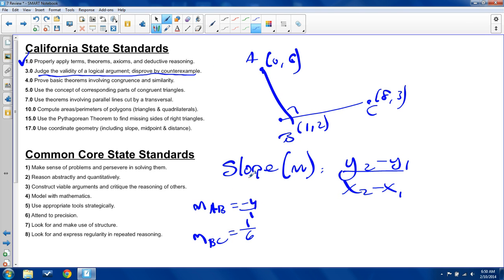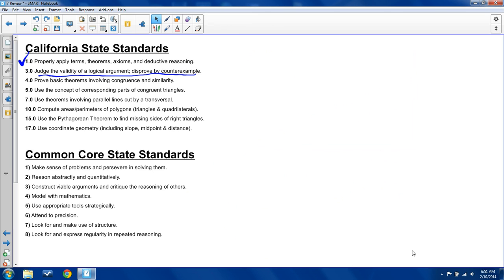But I now proved by contradiction. I said, first let's assume that these are right angles. If that's the case, then I would have opposite reciprocals. Now let's calculate the slopes and see if they are. And because they're not opposite reciprocals, boom, that is a proof by contradiction. Disproof by counterexample is saying something like, all quadrilaterals with 2 right angles are rectangles.